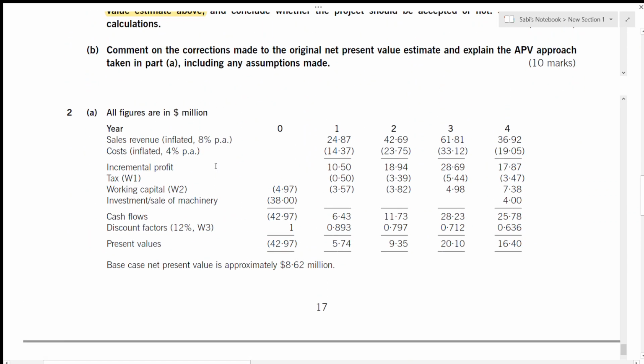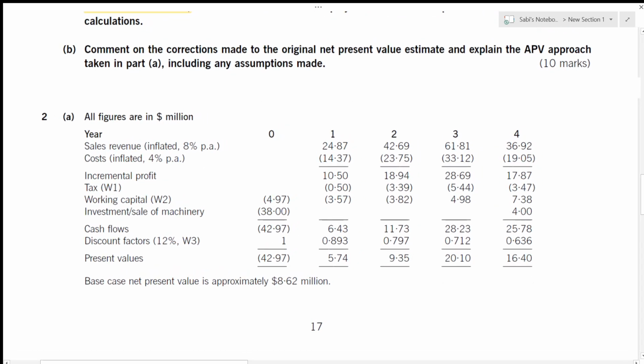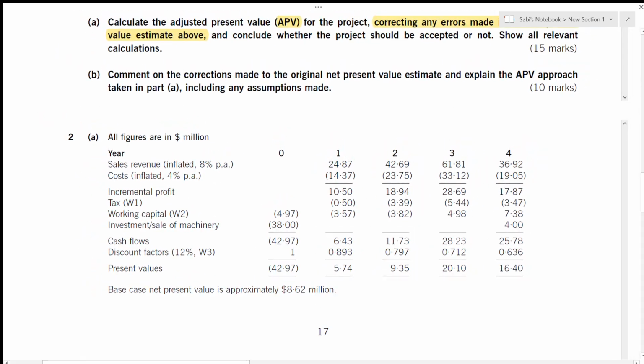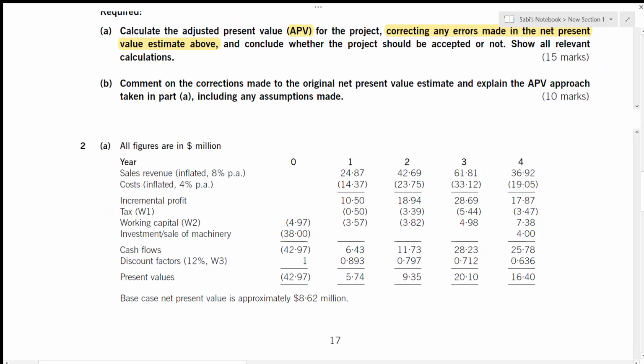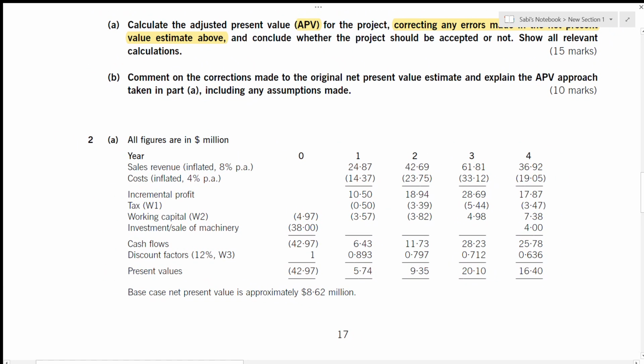So this is your answer, let me zoom it a little bit for you. I'm not able to zoom it more because this is the maximum. So you can check your sales. It has been inflated by 8% and 4%, and check whether all your figures are correct or not. And that is known as incremental profit. After that, you are deducting tax. But before you deduct tax here, just see that it has working 1.